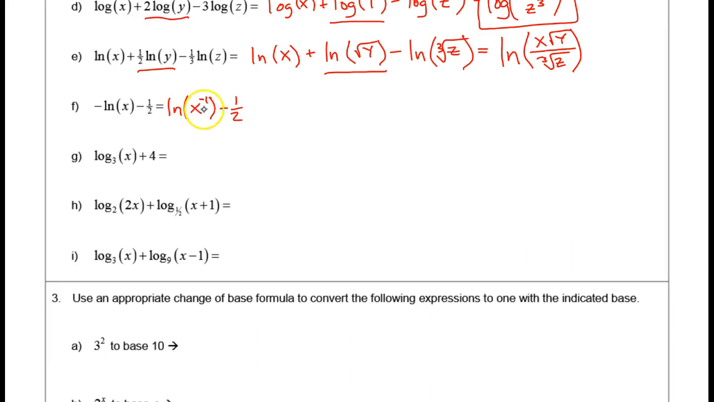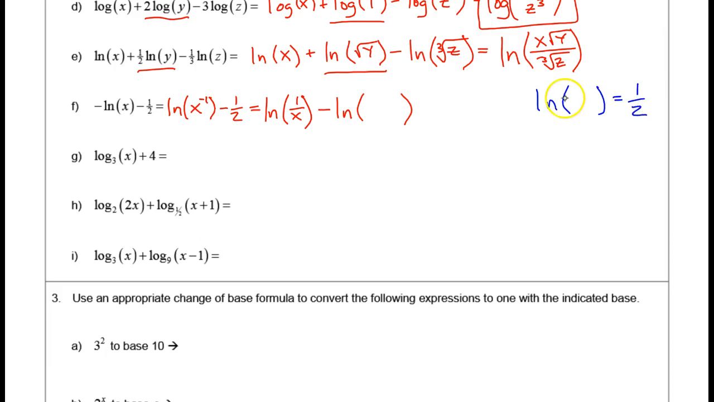So the ln of x to the negative 1, I can rewrite that as the natural log of 1 over x. And now let's talk about the minus 1/2. So I'm going to write it as minus the ln of something. And let's talk about what that ln of something has to be. So I'm going to work off to the side over here for a second. I need the ln of something to be equal to 1/2.